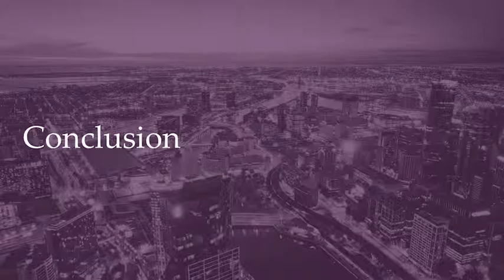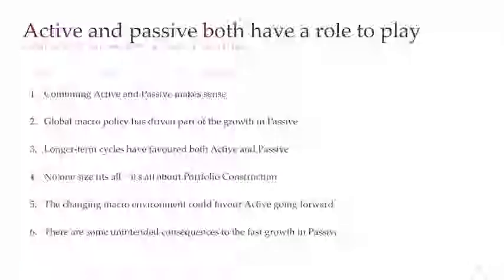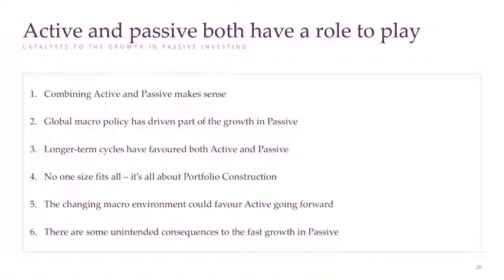So moving now to wind up, four key points in closing. First of all, active and passive unequivocally both have a role to play. They both have positive attributes, and there's no doubt that combining the two makes sense. Secondly, post the GFC, the global macro settings have undoubtedly been a key driver in the growth of passive. Number three, this has driven a structural change whereby investors have a much greater choice of product. I think that's a very positive outcome for all of us.